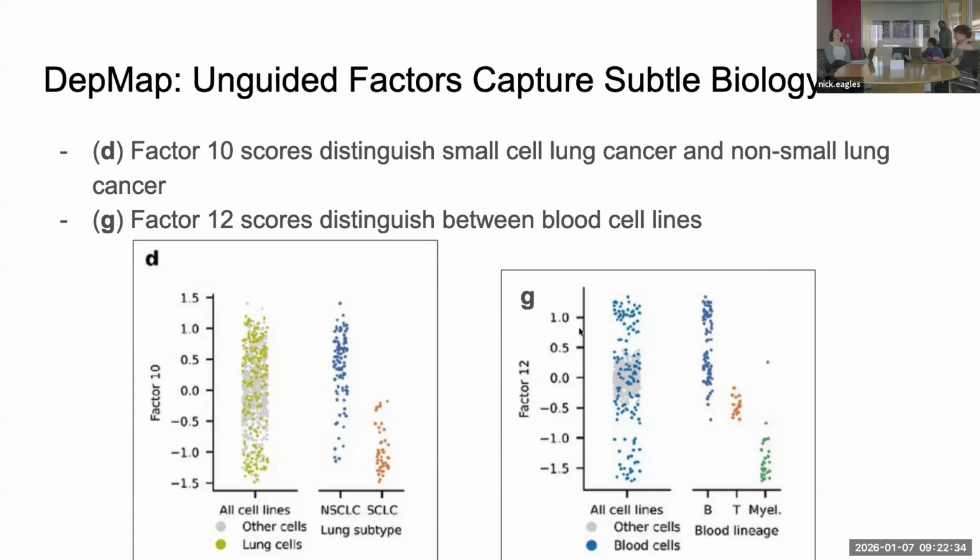In panel G, there was something very similar. Factor 12 was also distinguishing something pretty subtle, where they pointed out that it wasn't distinguishing between blood cells and other cells. It was distinguishing within blood cells. They have B, T, and myeloid cells, different types of blood cells, and we've seen a pretty profound separation based on those subtypes of the blood. So factors might capture things that are very subtle and very specific to one cell type, which is pretty interesting.